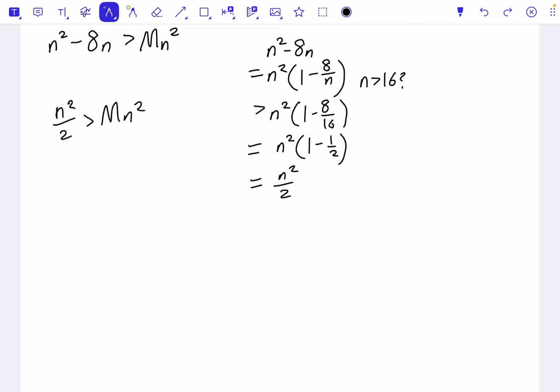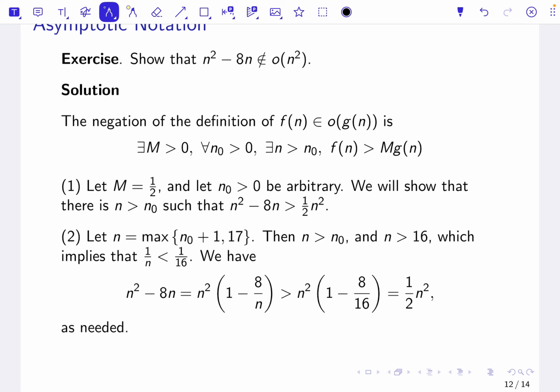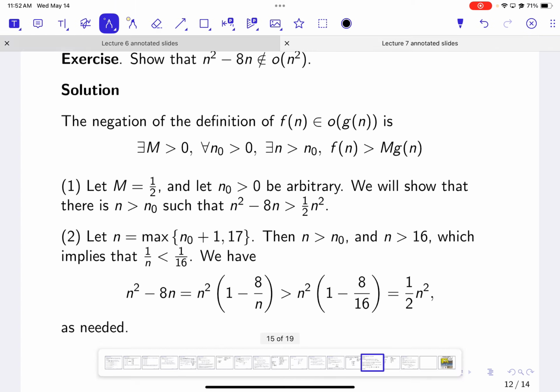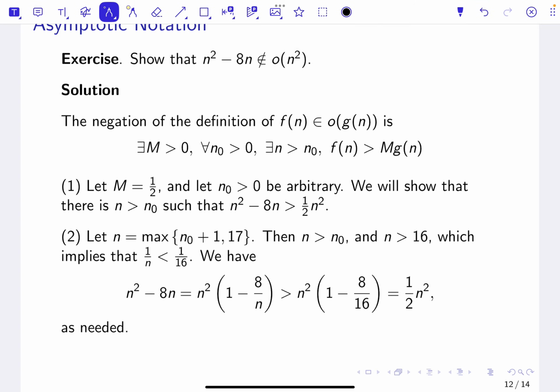This one will be chill. Divide both sides by n squared. And you get that m has to be strictly less than 1 over 2. Oh yeah, and that gives us enough to start on the formal proof.